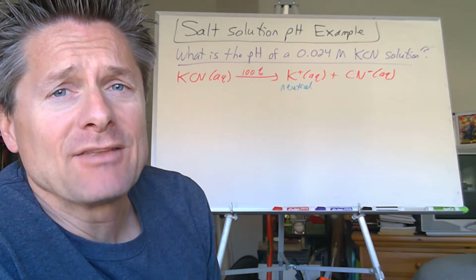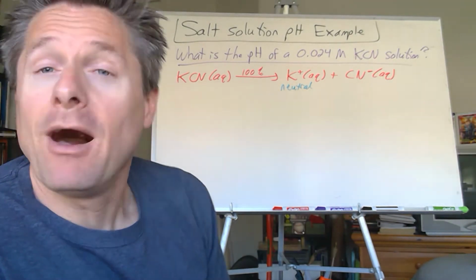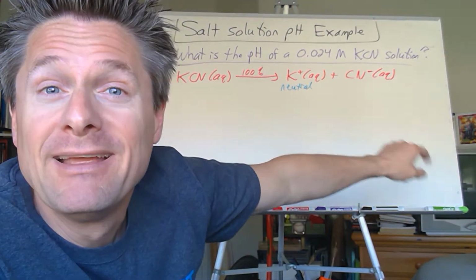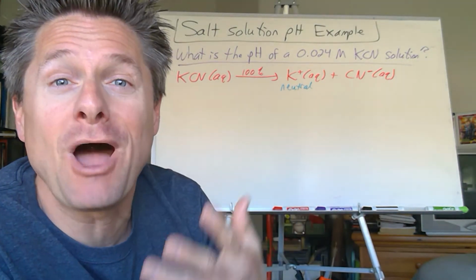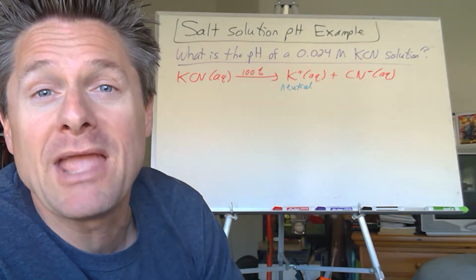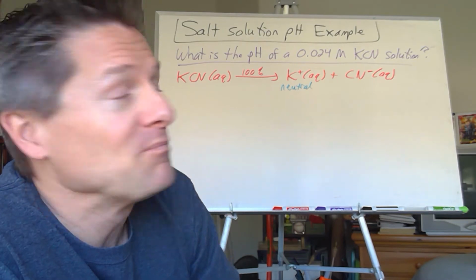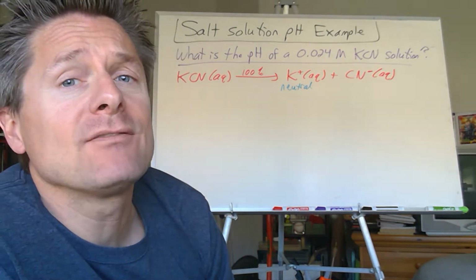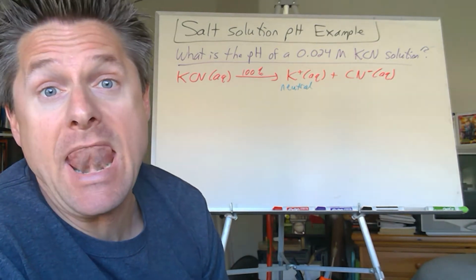Now, the cyanide ion's probably not going to be neutral, because otherwise this would be a stupid problem, right? If they're both neutral, then all you have is water, which auto-ionizes and creates a pH of 7. Those are pretty simple. But let's look at cyanide. If that comes from an acid, that acid would be HCN, okay?